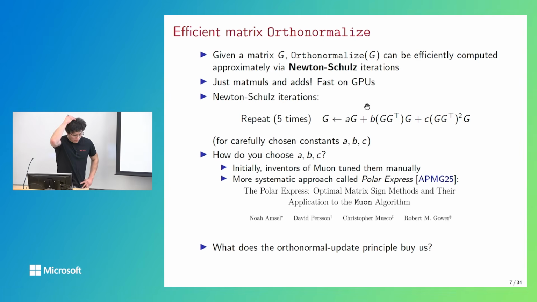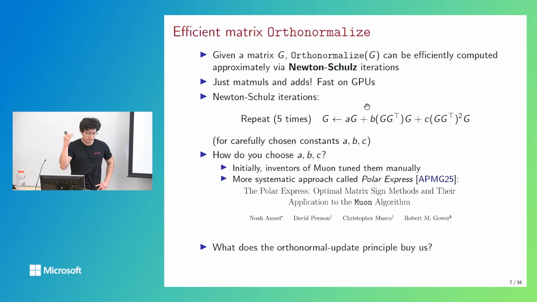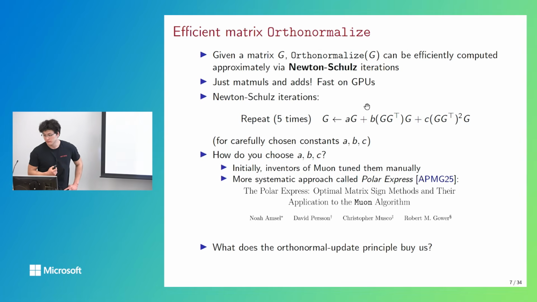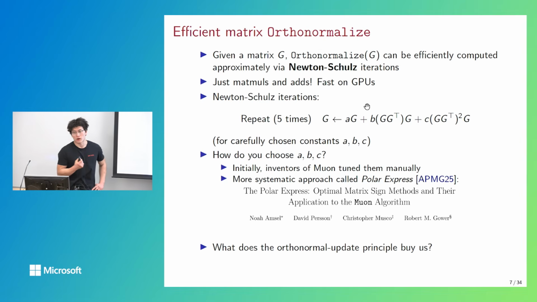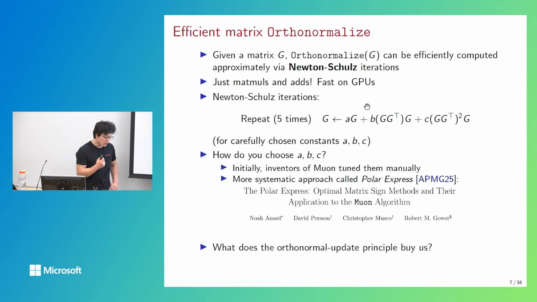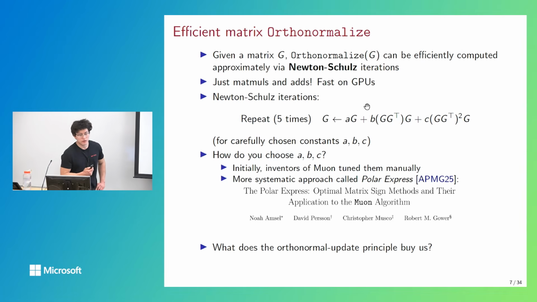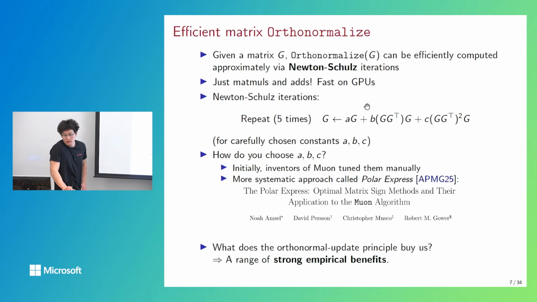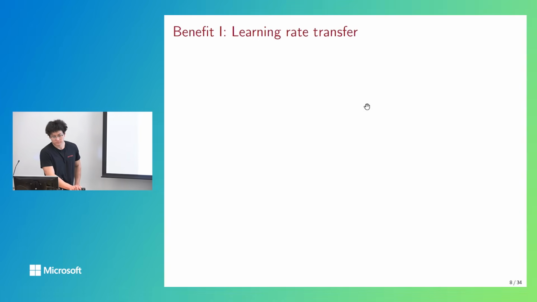Okay, so far I talked to you about the very simple theoretical principle that you can use to derive this new update rule for matrix parameters called the orthonormal update. And now you might ask, okay, so it has a clean theoretical principle, so what does this really buy us? Turns out it's very strong empirically, and let me show you some of the evidence from the literature.